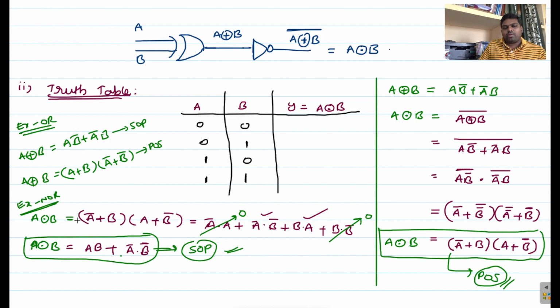And when it comes to product of sums, it is (a bar plus b) into (a plus b bar). So that is the difference. Don't confuse these equations.